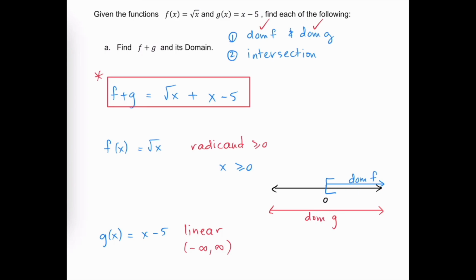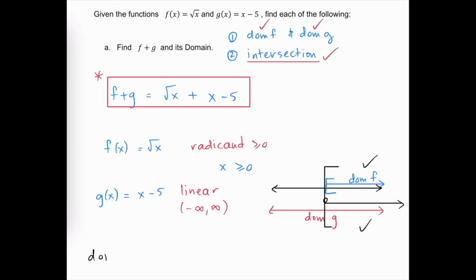And now we want to figure out where those two domains intersect or overlap. These domains are going to overlap from 0 to positive infinity. Any x value that is greater than or equal to 0 is going to work in f, but it's also going to work in g. So that's the intersection. And now let's clearly state the domain of f plus g in interval notation, which is going to be from 0 to positive infinity. The intersection of the domain of f with the domain of g.